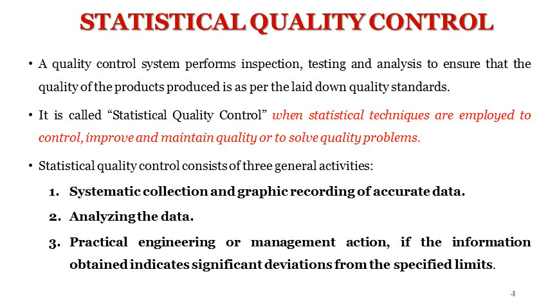How will we ensure we are doing statistical quality control? Usually we do three activities. The first thing is systematic collection of accurate data. Then we analyze the data using some methods. Then we take some action. So we record, we analyze, and then we act.